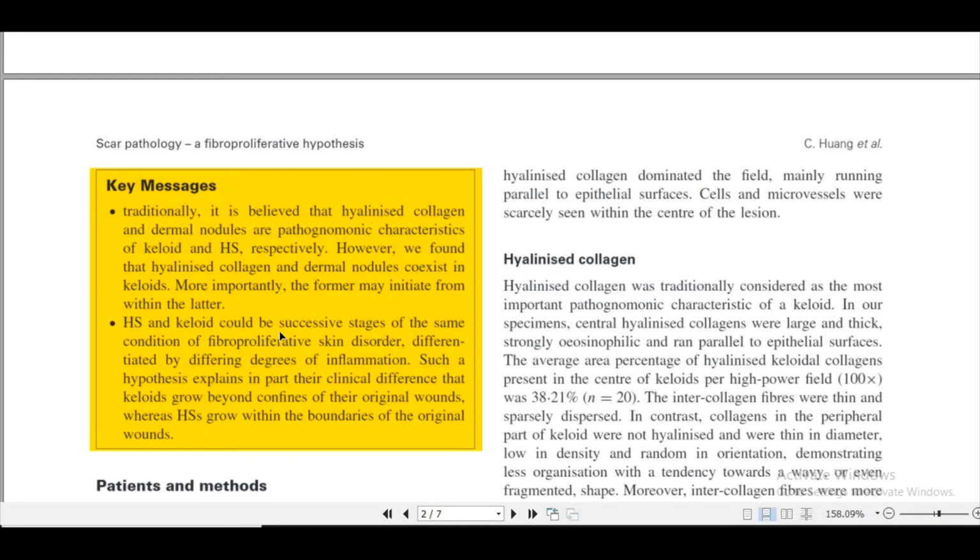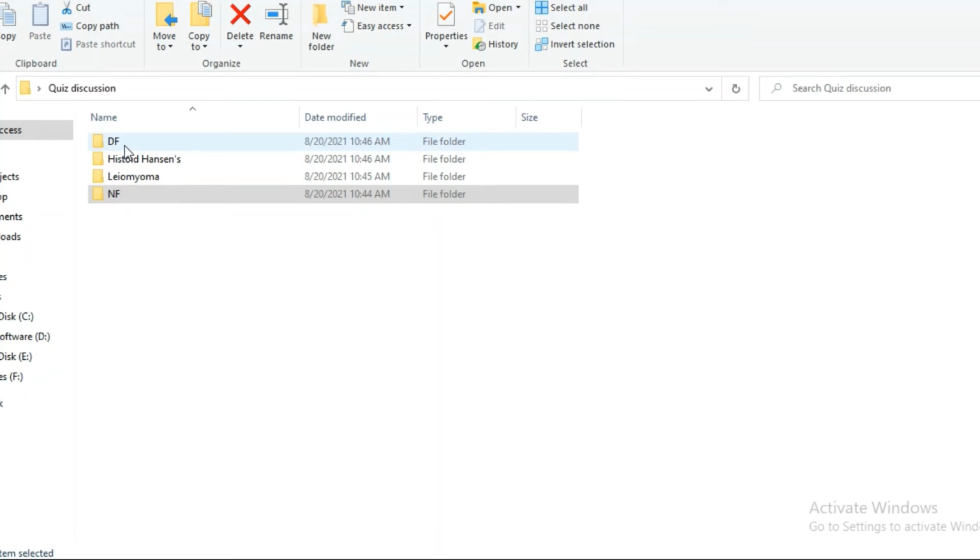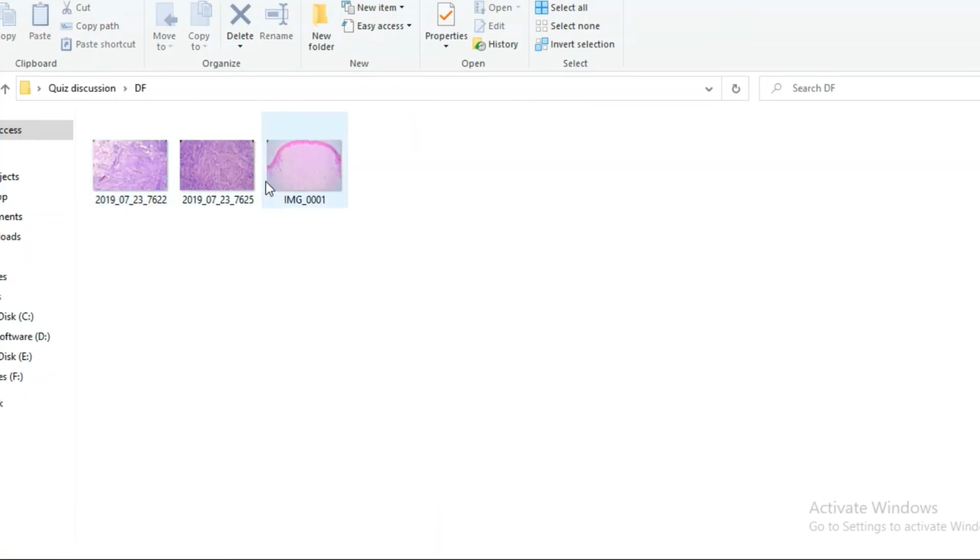So they have suggested that these could be successive stages of the same condition of fibroproliferative skin disorder, differentiated by different degrees of inflammation. Such a hypothesis explains in part the clinical difference that keloids grow beyond the confines of their original wounds, whereas hypertrophic scars grow within the boundaries of the original wounds. Okay. So, how do you differentiate the other differentials that I've put forth?